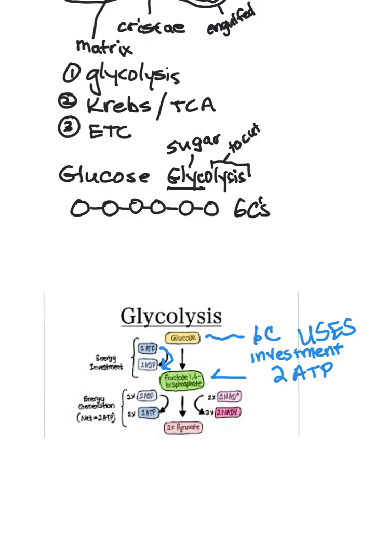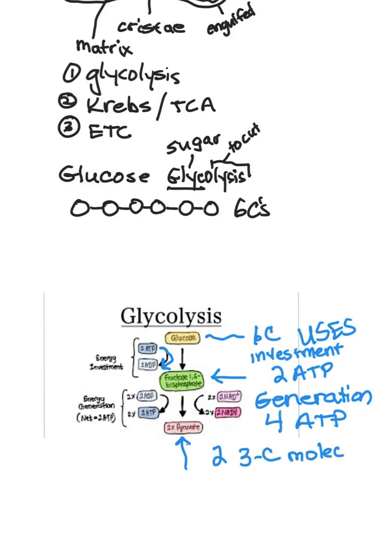I've got this intermediate step here. You don't need to know the name of that. I just want you to know that we start by using 2 ATP. Then we go into a generation phase in which we actually generate 4 ATP. And at the end of this phase, we are going to produce 2 3-carbon molecules called pyruvate. And that you do need to know. So you need to know pyruvate.